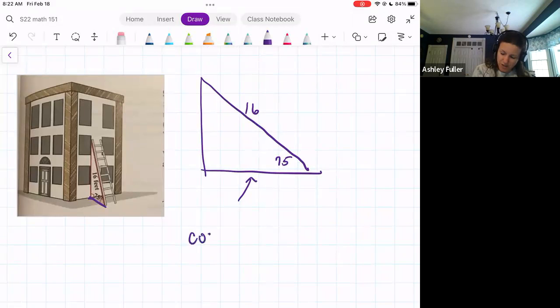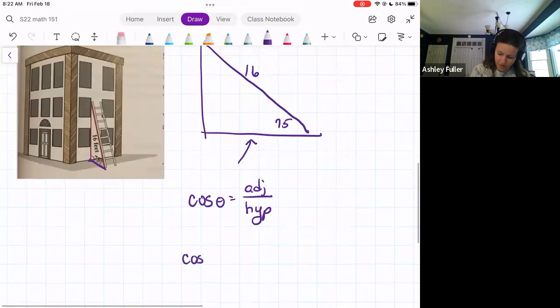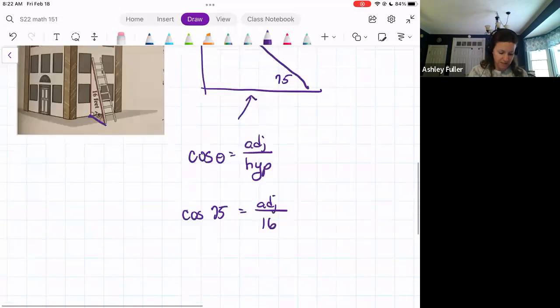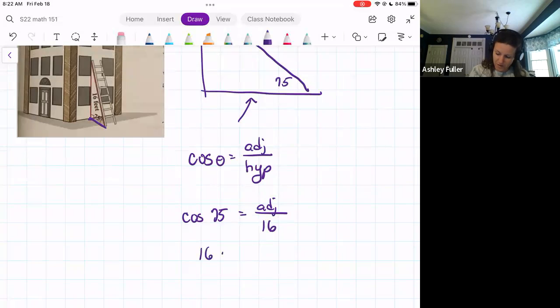Well, that relationship is cosine. The cosine of theta is adjacent over hypotenuse. Again, we can calculate the value of the cosine of 75 degrees, and we know the hypotenuse is 16. And with multiplication, we can calculate 16 times the cosine of 75, which is equal to 4.41 feet. And that tells us how far back to put the ladder in order to keep it safe.